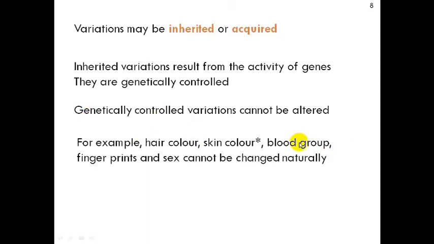Okay, blood group: blood group A, blood group B, blood group AB, and blood group O. Fingerprints, that you use on your IC, your identification card, and also the sex cannot be changed naturally. Gender cannot be changed. Okay, if you were born to be a boy, you will always be a boy. Regardless of how many operations you do to change your gender, it can never work. Okay, because you are genetically a boy.